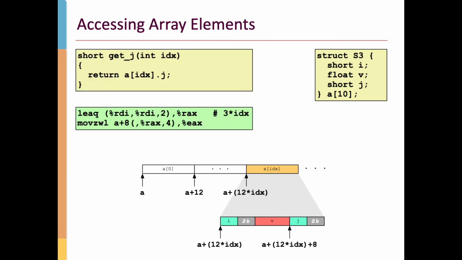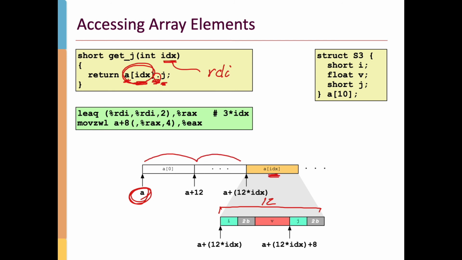So let's see what that might look like in assembly language. Here's a very simple function called getJ that just takes the index value, goes into array A at that index location, and then using the dot operator fetches out the value of j. Again, because we have the actual structure here, we use the dot instead of the arrow. Remember that the first parameter of a function gets passed in as RDI, and that's what we're going to use here in the assembly code. Because this structure is 12 bytes wide, we want to start at the location of the beginning of the array and advance 12 times whatever the index value is.